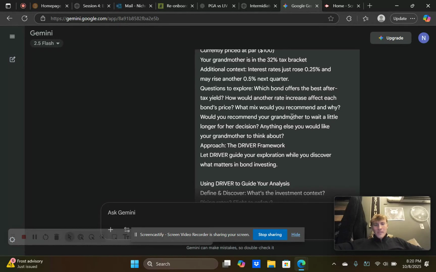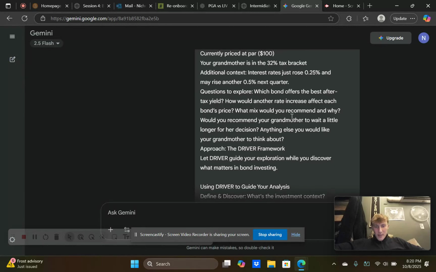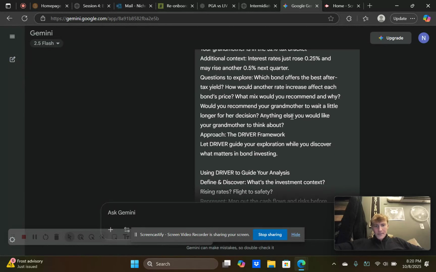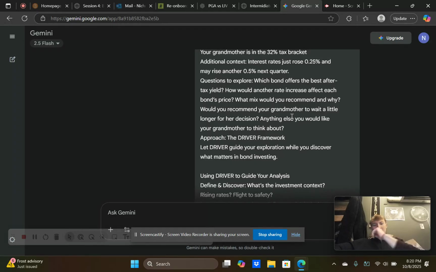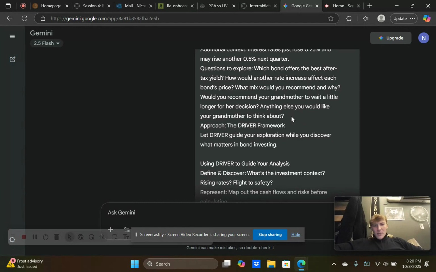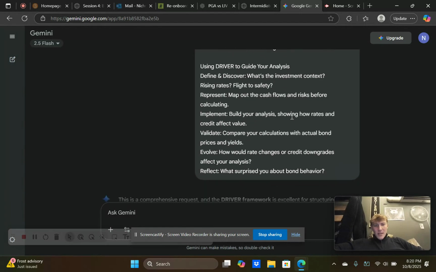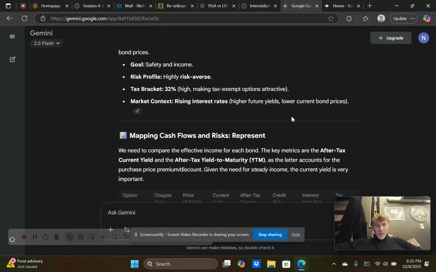And then we have some other facts, like our grandmother's in the 32nd percent tax bracket. Interest rates just rose 0.2% and may rise another 0.5% next quarter. So we're trying to find which bond offers the best after-tax yield, with a lot of other questions. So let's go down and start assessing.